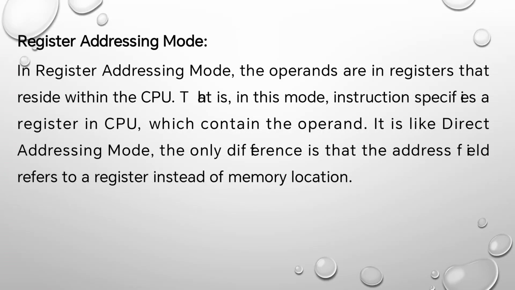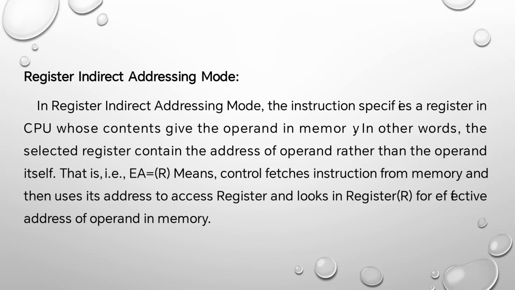Register addressing mode. In register addressing mode, the operands are in registers that reside within the CPU. That is, in this mode the instruction specifies a register in the CPU which contains the operand. It is like direct addressing mode. The only difference is that the address field refers to a register instead of a memory location.